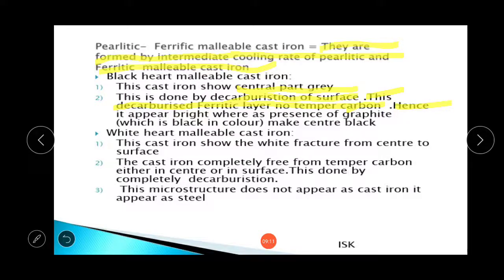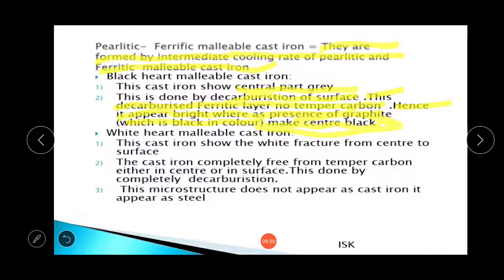hence it appears bright, as a presence of graphite, which makes it dark in color and makes the center black. Due to the central part being black, it is known as black heart malleable cast iron.